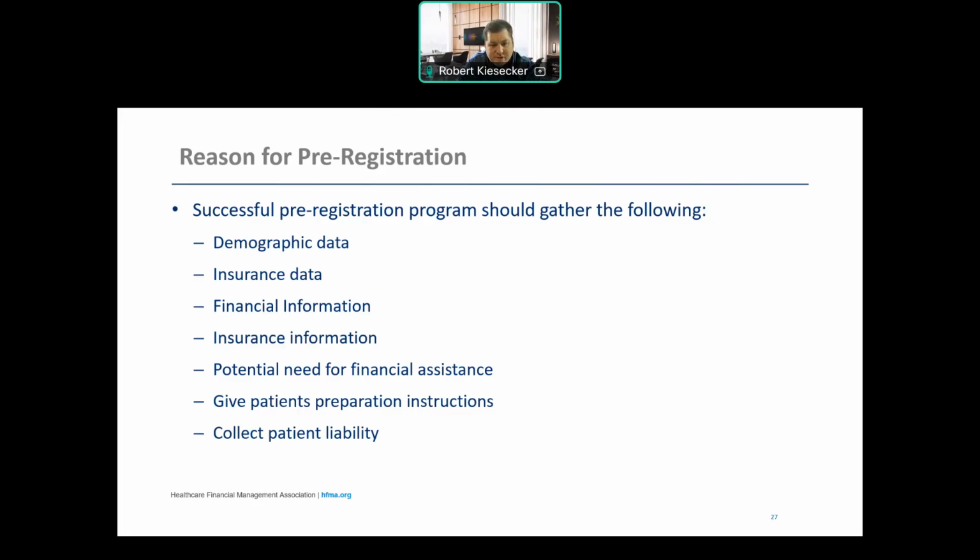Give the patients preparation instructions. Let them know what the expectations are, what they need to do, what their piece of this service is, and then collect the patient's liability. If there is a coinsurance, if there is a deductible, if there is any patient responsibility, this is where it should be happening, or it's an opportunity for where it could happen.